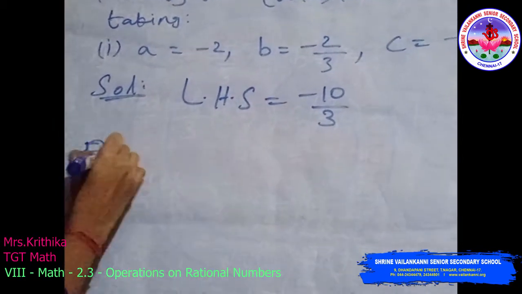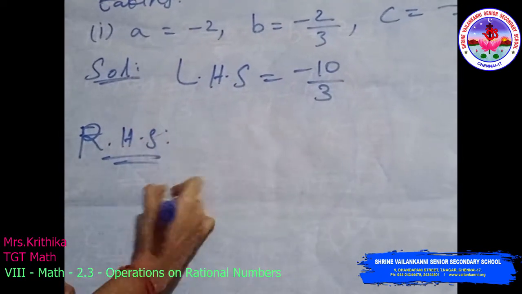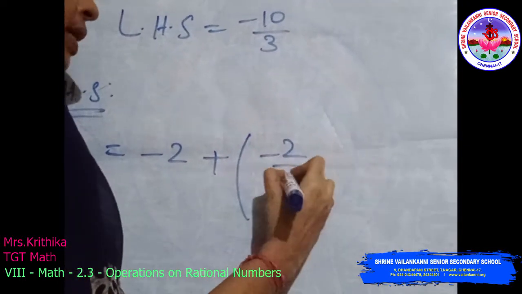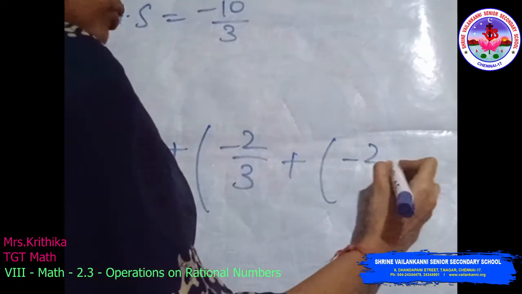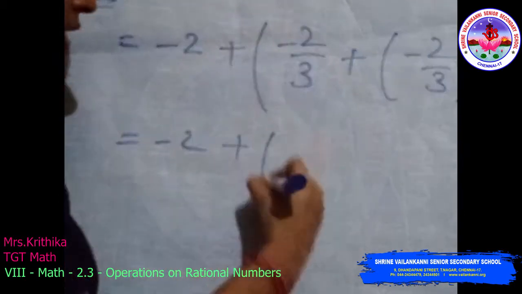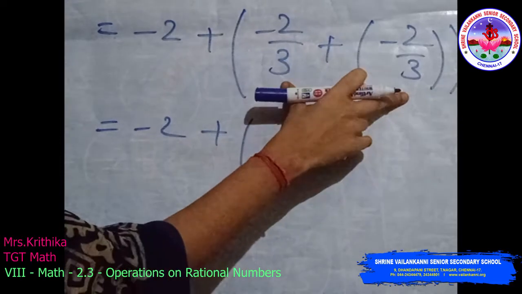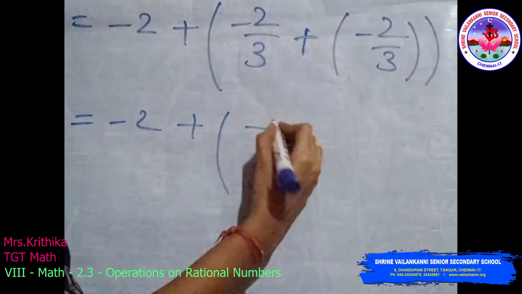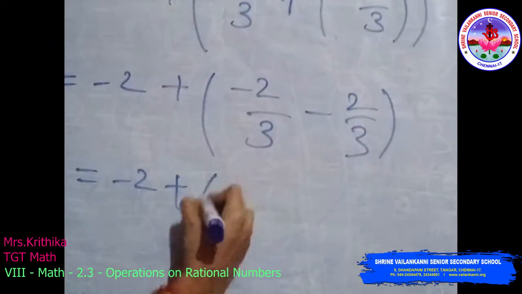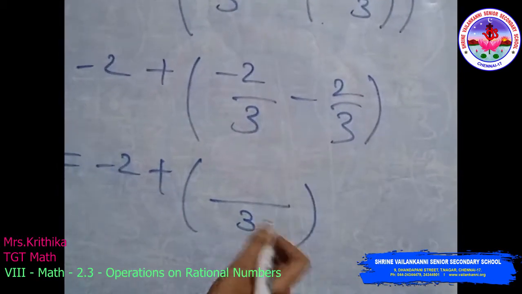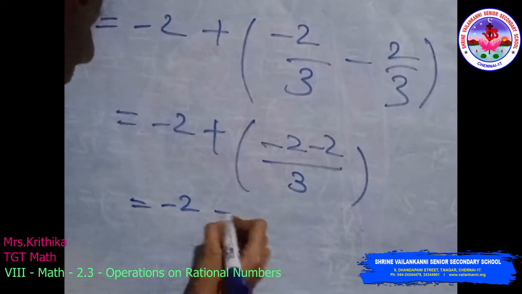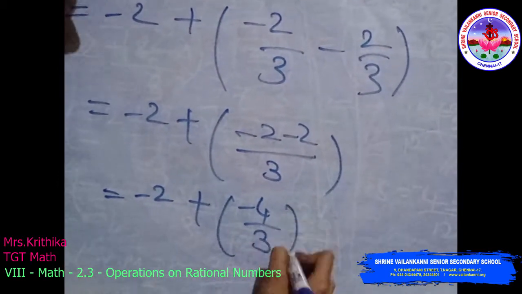Next, RHS value is negative 2 plus of negative 2 by 3 plus negative 2 by 3. Negative 2 plus, here check the denominator, first plus into minus, minus 2 by 3 minus 2 by 3. Negative 2 plus, the denominator is same, taking the common denominator, the numerator is negative 2, negative 2. The answer is negative 2 plus of negative 4 by 3.